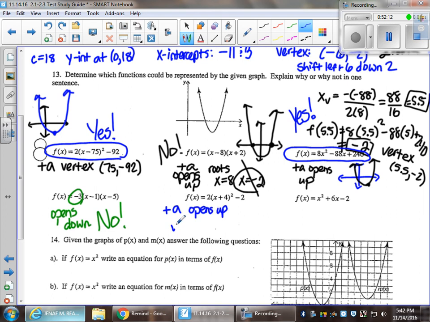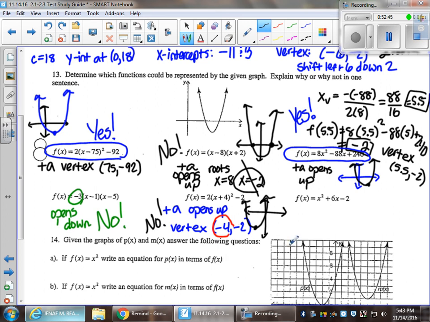Where's the vertex? Vertex is negative 4, negative 2. Right away, I know no, because the vertex is this way, negative 4 down 2. So the vertex is in the wrong spot. If you were to sketch that, negative 4, negative 2 is somewhere over here, opening up. So, no.